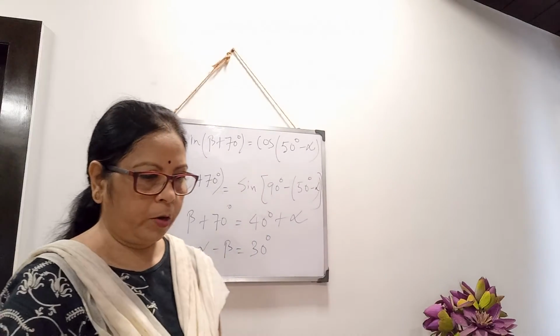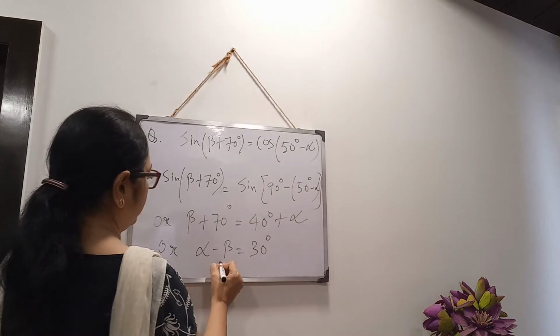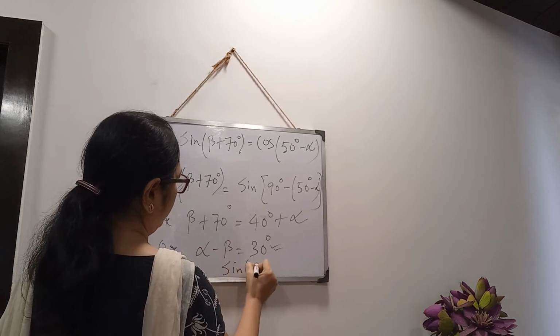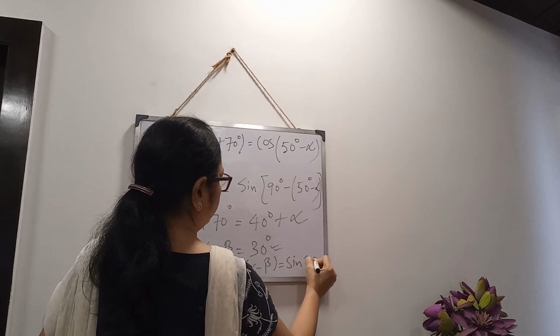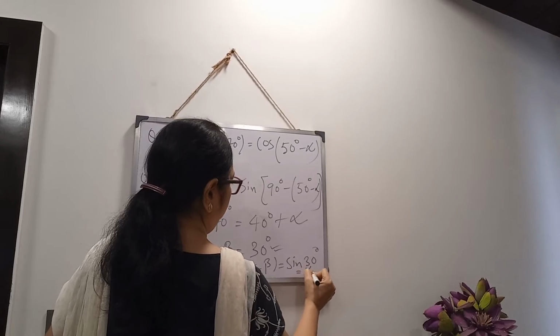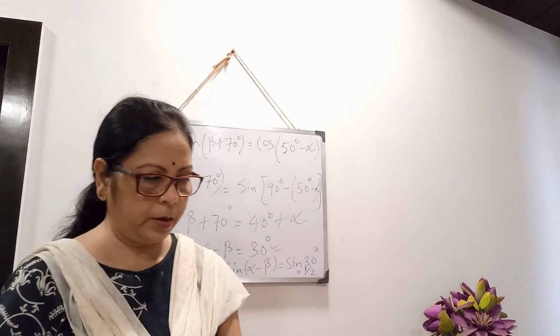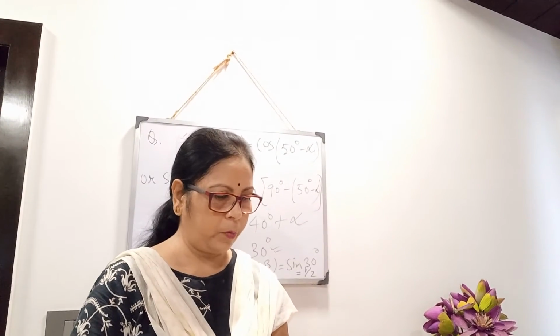Clear? What to calculate? You have to calculate the value of sin (alpha minus beta). Don't finish here. So sin (alpha minus beta) means sin 30 degree. Sin 30 value you know. This is the answer. Clear? So these are important sums. We will practice from other books also.